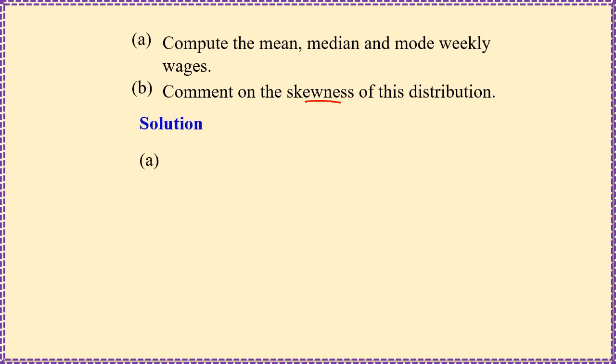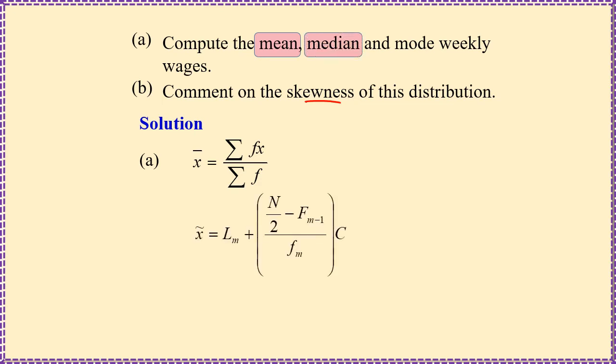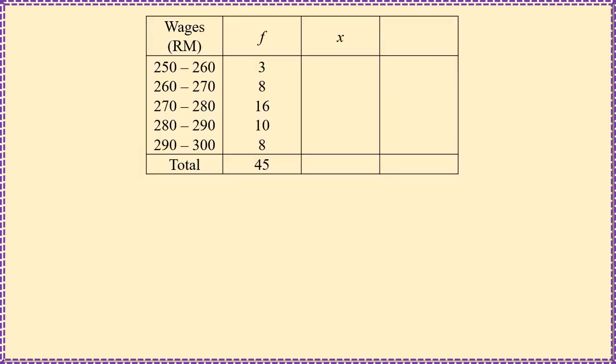First of all, we need to do the table. To find the summation of fx and the summation of f, we need the table. For the median, the same formula, and the mode also uses the same formula because it's grouped data. First, we find the midpoint: add up the lower and upper limit and divide by 2. So we have 255, 265 and so on. Now we have the midpoint already, so we don't have to find this part. We just have to find the summation of fx.